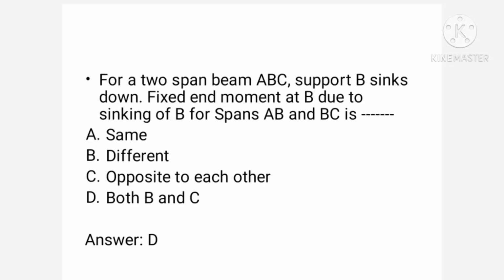Okay, both are correct, so the last option will be the answer, because in span AB at joint B, the fixed end moment due to sinking will be minus 6EI delta by L square, and at the same joint in span BC it will be plus 6EI delta by L square. So they are different, one is plus, another is minus, and they are opposite to each other also. So options B as well as C are both correct. Okay, so option D is the correct answer.